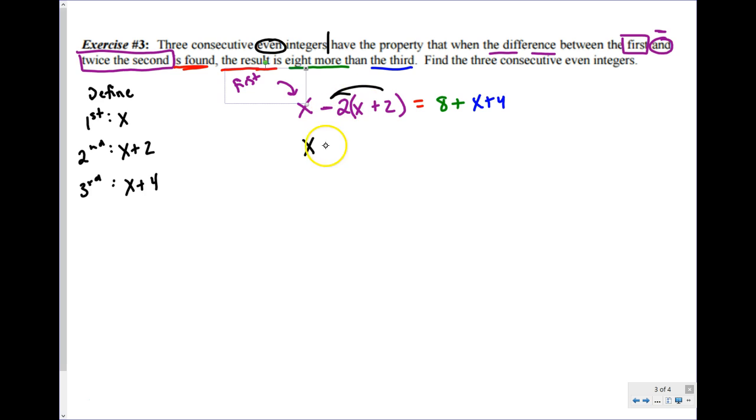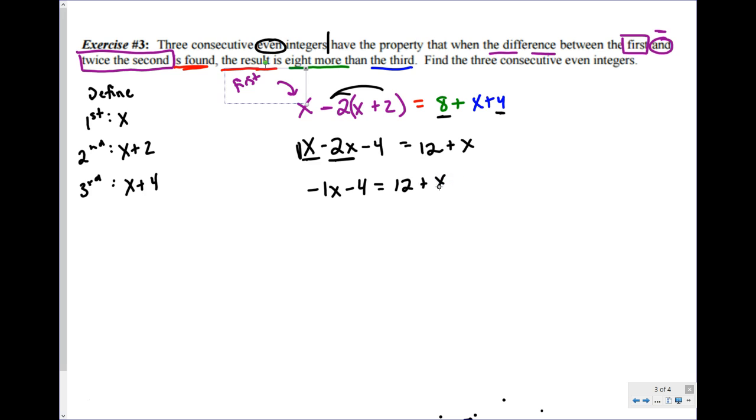Distribute the negative 2 first, so I get negative 2x, then negative 2 times a positive 2 is a negative 4. Bring down, oh, whoa, wait, I didn't see this. 8 and 4 are like terms, so that becomes 12 plus x. Okay, next step, I see that x and 2x are like terms. Well, there's like an invisible 1 here, so it's like saying 1 minus 2 would give me a negative 1x. Just bring down that negative 4 and bring down the 12 plus x.